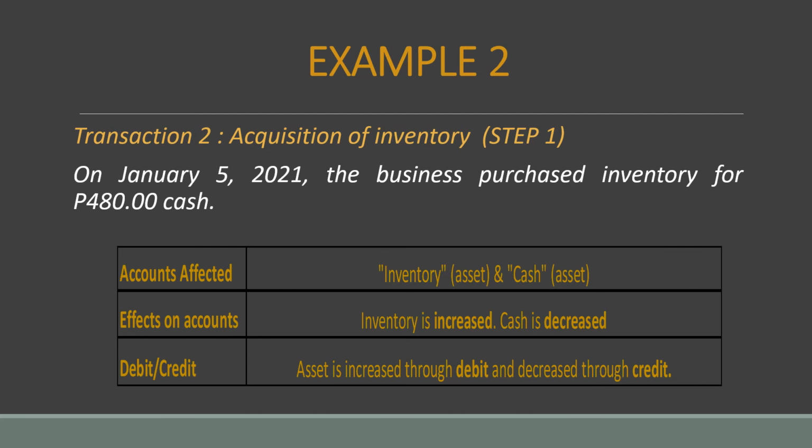i-determine natin kung i-debit ba natin yung inventory or i-credit natin yung cash. Since that is both an asset account, so take note that ang asset is kinikredit natin pag nagkaroon ng decrease and dinedebit natin kapag nagkaroon ng increase. Kaya syempre, yung inventory, since nagkaroon ng increase sa inventory, so yung inventory i-debit natin. And since nagkaroon ng decrease sa cash, kaya yung cash yung i-credit natin.